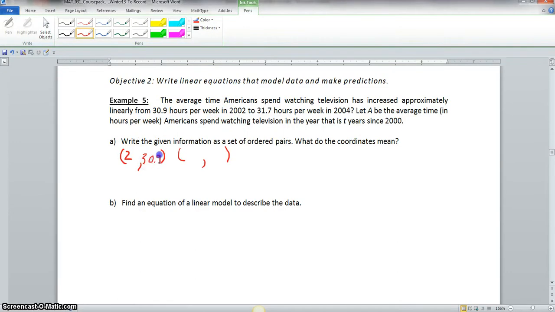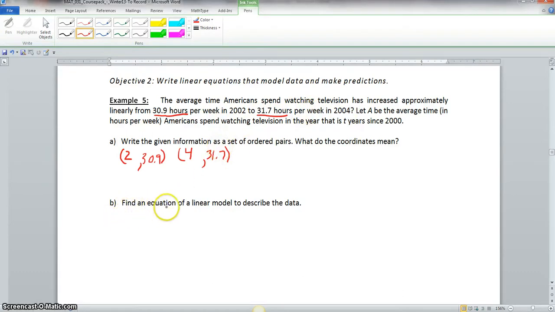So we'll write 30.9. So then our next ordered pair from 2000, we had 2004, so that'll be 4. And then the TV watching is 31.7. So what that means is basically, just like the directions state here, in 2002, 30.9 hours of television was watched. And then in 2004, 31.7 hours of television was watched.